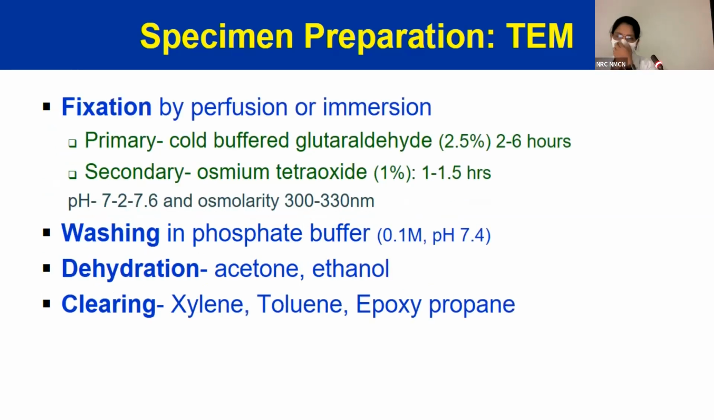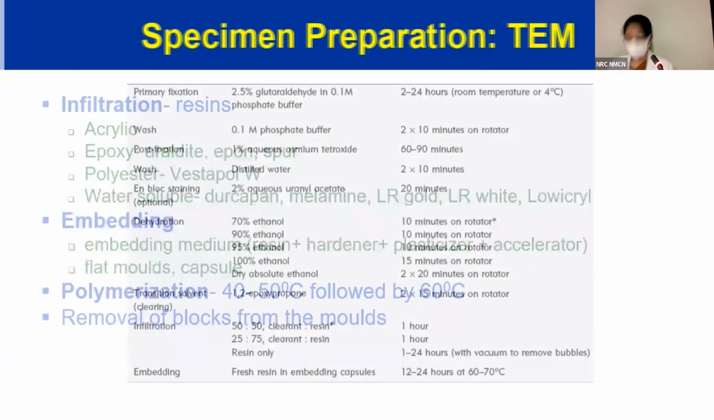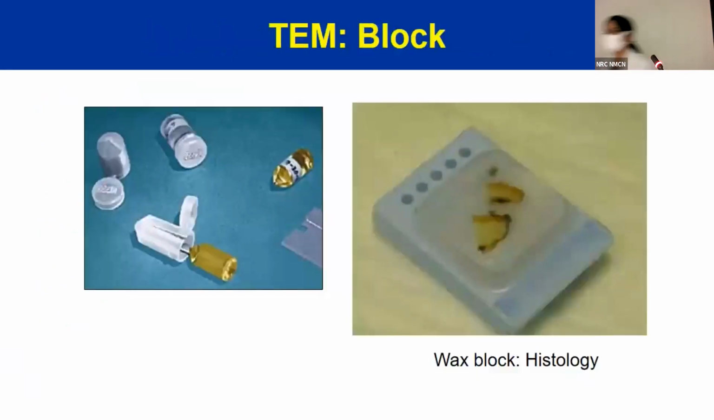Okay. So as I said, fixation is by glutaraldehyde. You also need a second fixation, that is by osmium tetraoxide, and the steps are almost similar as you have for light microscopy. Resins are used for it. As I said, what were you using for light microscopy? Resin. And then you embed, polymerize. These are the steps. So just to compare, this is how a block for electron microscopy looks like, and this is how a block for histology looks like.